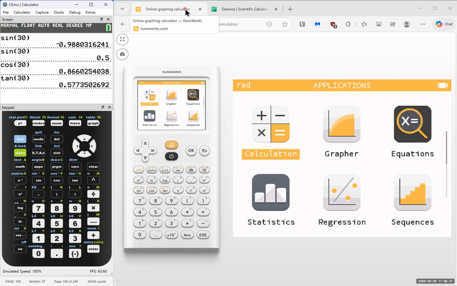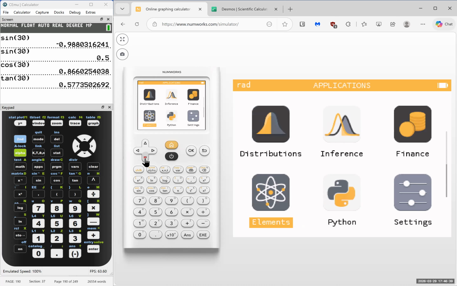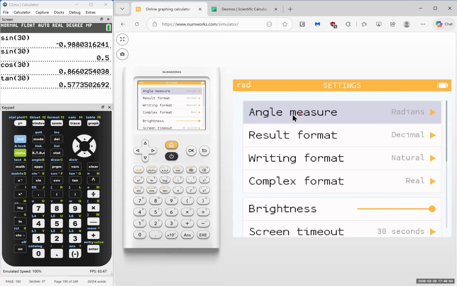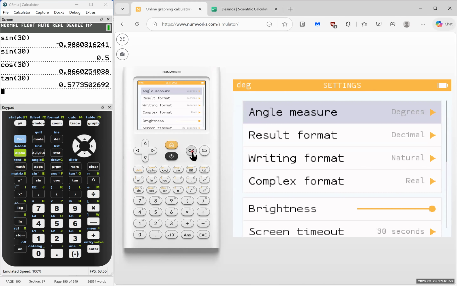Now with the NumWorks calculator, equivalently, you want to go to settings. So if we come down here all the way to the bottom and all the way to the right, you can see we are on the settings app. Click OK. And the first option is angle measure. So right now it's set for radians. So if I click OK, I can change it to degrees.